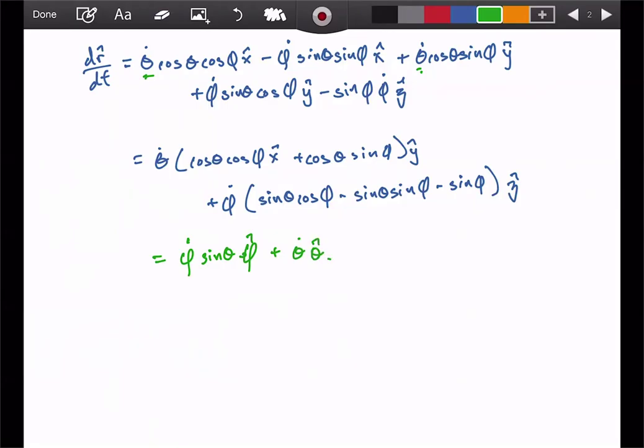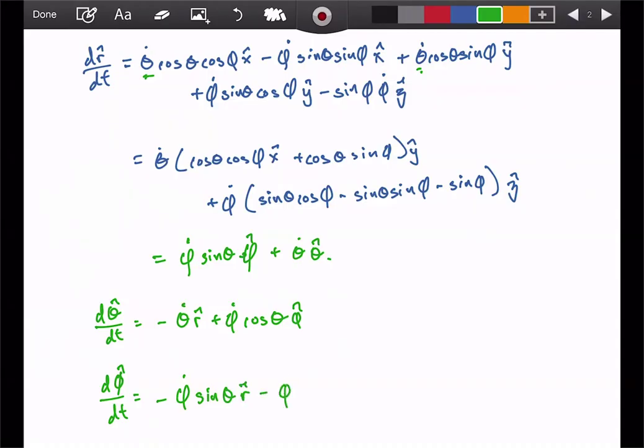Now, if we do the same thing for the other two directions, the time rate of change of the theta hat direction is going to be equal to minus theta dot in the r hat direction plus phi dot cosine of theta in the phi hat direction. And then finally, d phi hat dt is going to be minus phi dot sine of theta in the r hat direction, minus phi dot cosine of theta in the theta hat direction.